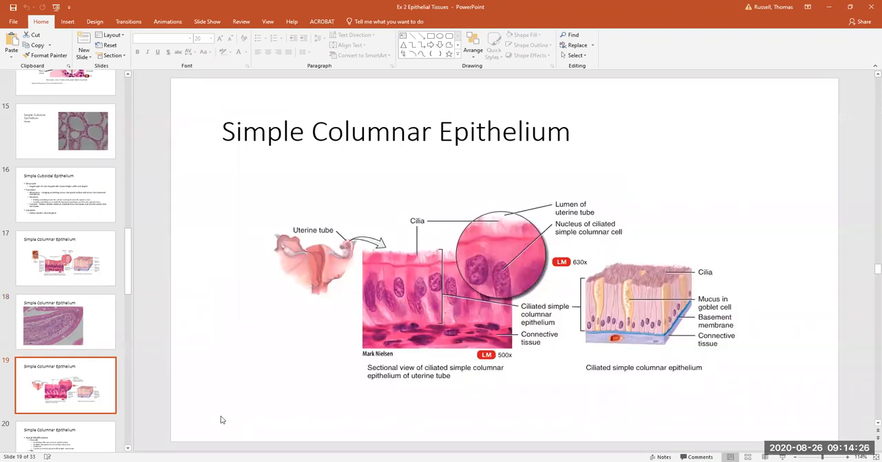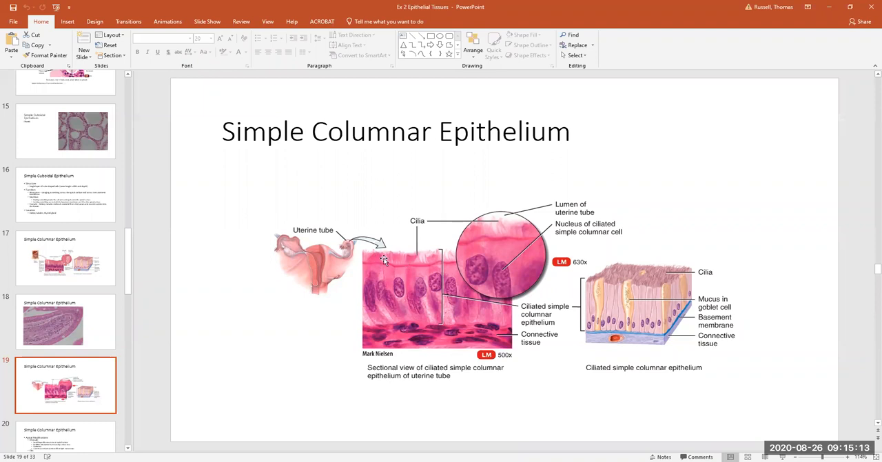Now, another type of simple columnar epithelium is found in the female reproductive tract, in the fallopian tubes, or what we call the uterine tubes. The fallopian tubes, or the uterine tubes, carry the egg being produced by the ovary down towards the uterus. Here's the uterus, if you don't know the female tract organs yet. So you see this hollow tube right here connecting to the inside of the uterus. This hollow tube is lined by a simple columnar epithelium, but those columnar cells have cilia at the top. Those little cilia actually beat in a wave-like fashion.